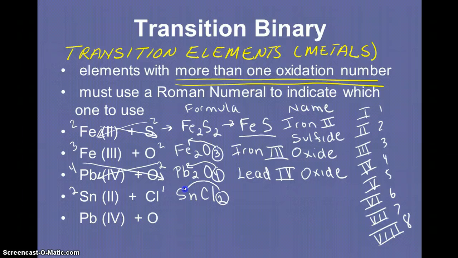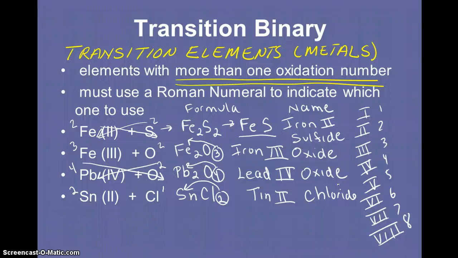That 2 does belong to tin, so when writing that name, please don't forget that. That's what everybody forgets. They'll give me a tin Roman numeral 1, or they'll give me Roman numerals with the nonmetal. These Roman numerals only go with the transition metals that have more than one oxidation state. Tin, Roman numeral 2, chloride. Last example I have here. Lead, oh, it's the same, so we really don't need to do that. I'll just erase that right there.